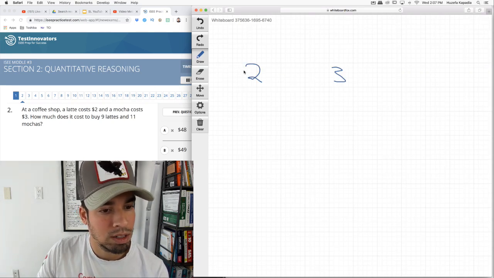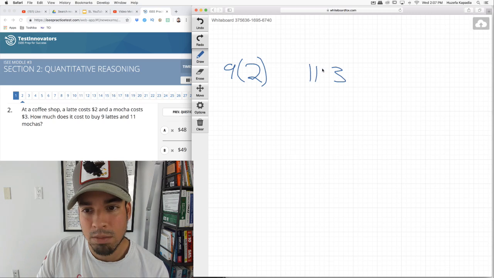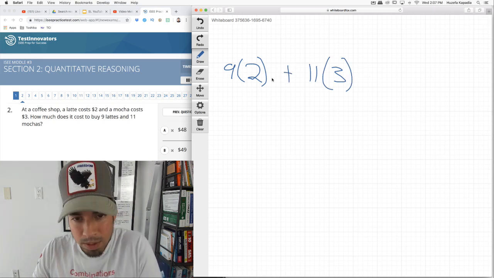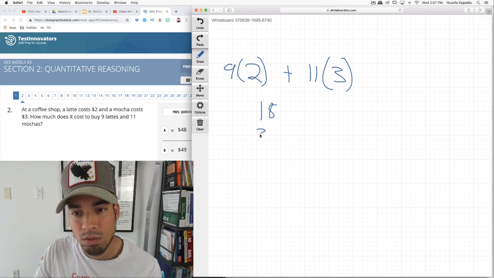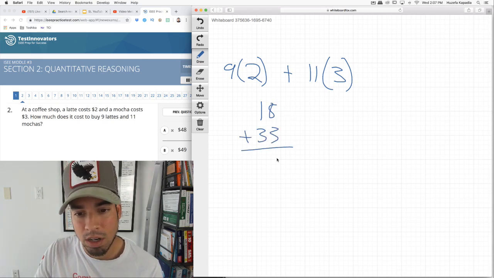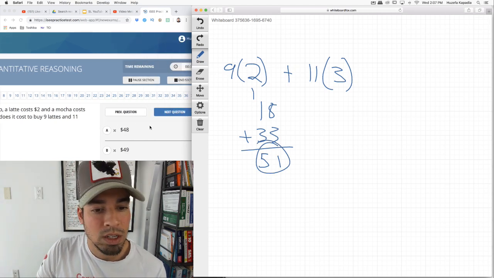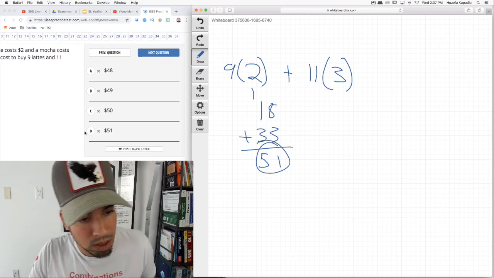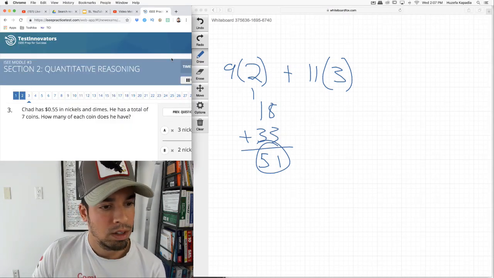Next. Coffee shop, a latte costs $2 and a mocha costs $3. How much does it cost to buy 9 lattes and 11 mochas? So this is just straight up arithmetic. So we got 9 times 2, which is 18, plus 33. And we're going to add these up very carefully, carry the 1, and that's $51. You all probably know how to do this math, but you want to take the time to answer it very carefully.